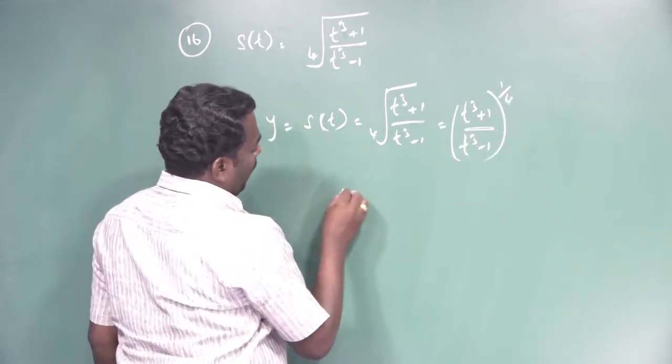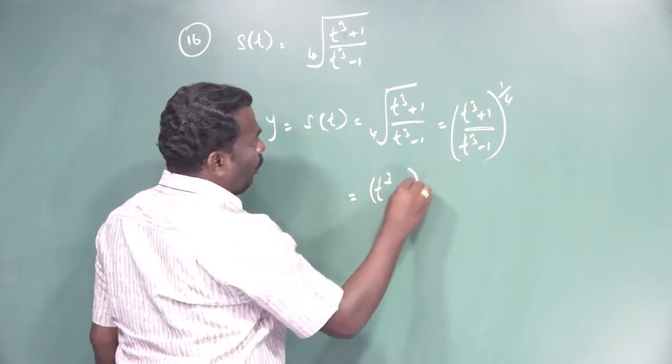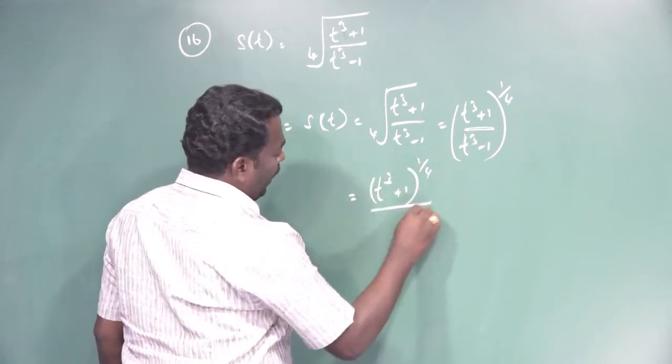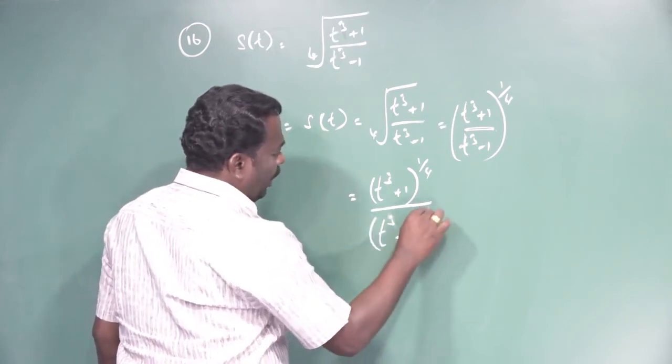Now bring the power inside the bracket: it is equal to t power 3 plus 1, whole power 1 by 4, divided by t power 3 minus 1, whole power 1 by 4.